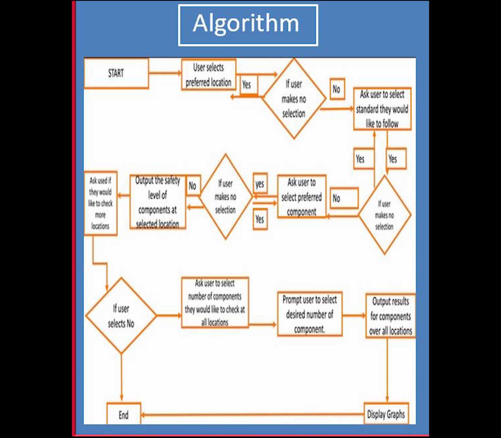selected location. After outputting the safety level components at the selected location, we ask the user if they would like to check more locations. If the user selects no, the program ends. If the user selects yes, we ask the user to select the number of components they would like to check at all locations. We then prompt the user to select the desired number of components. Then we output the results for these components over all locations and display the graphs, and then the program ends.